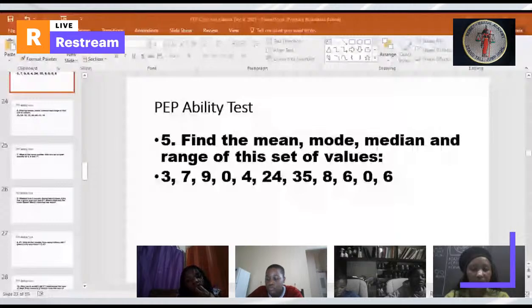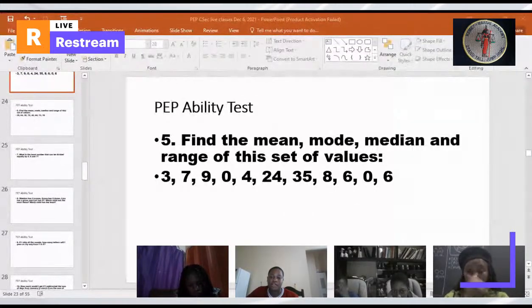First, what is the mean? Add them and divide by the amount of numbers. Miss, when I add them all up, I get 102. Then I divide them by 11 because there are 11 numbers. And I get 9.2.